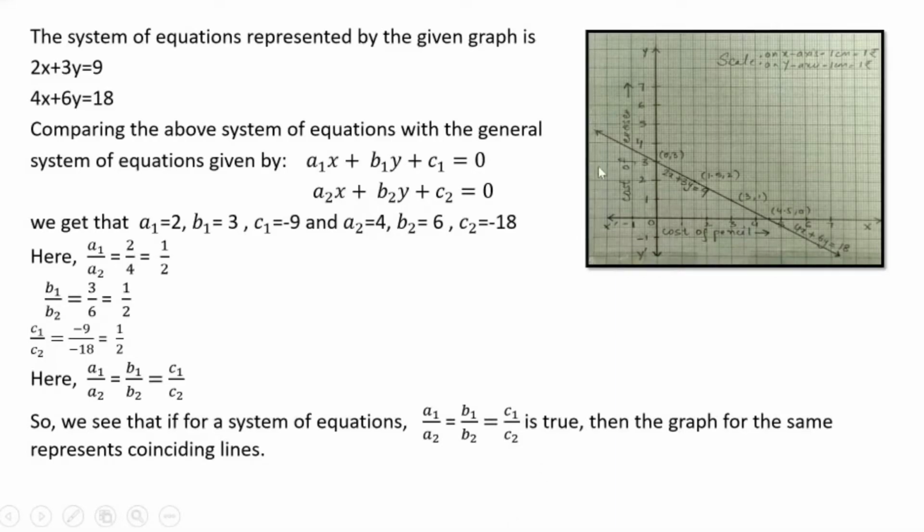What do coinciding lines mean? That all solutions of the first equation will be solutions for the second equation also. That means the common solutions will be all the points lying on this line, or all the points lying on the other line, which are coincidentally the same. So in this case we will have infinitely many solutions.